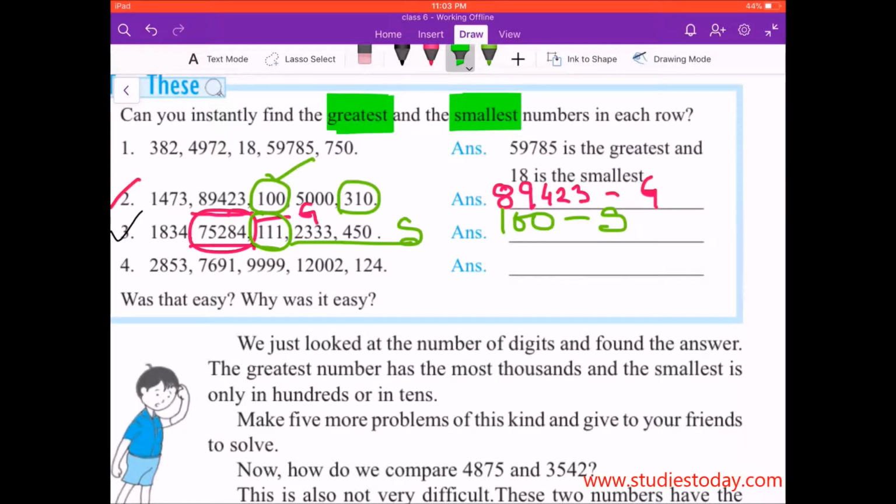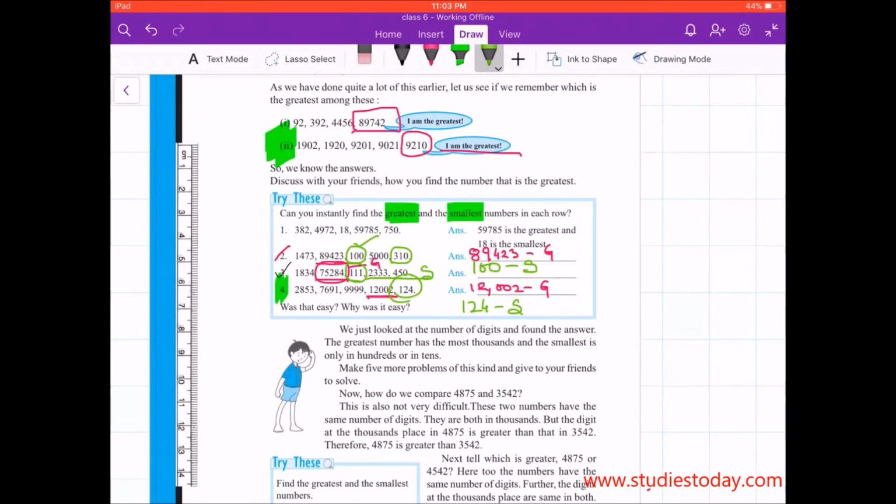Moving ahead, in the fourth question, we try to find the greatest number. Again, you can notice there is only one single number which is a 5-digit number. So hence 12,002 is the greatest number and 124 is the smallest number. Okay children, hopefully this is clear to you.